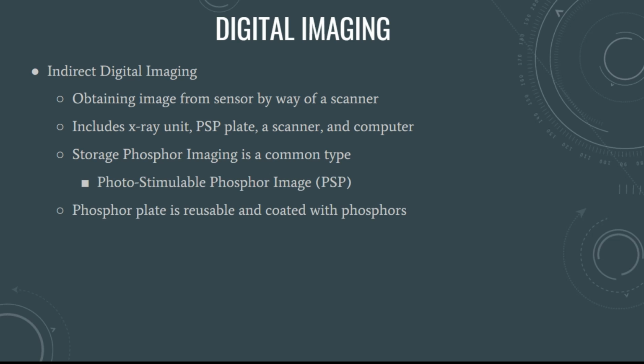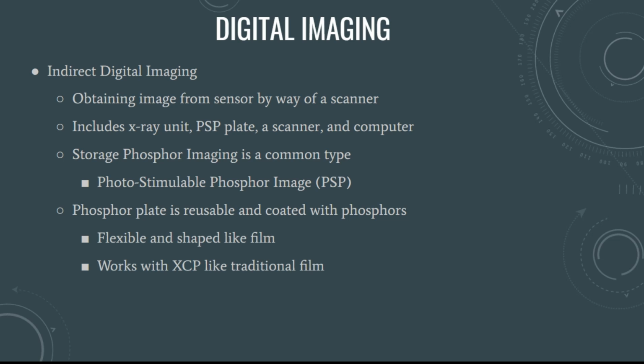The phosphor plate is reusable and coated with phosphors. It's flexible and it's shaped like film. So if you were to pick this up not knowing that it was something that existed, you might think that it is just a regular film. You might think, oh, this office uses traditional film, when in fact it's actually digital because it's a PSP plate.